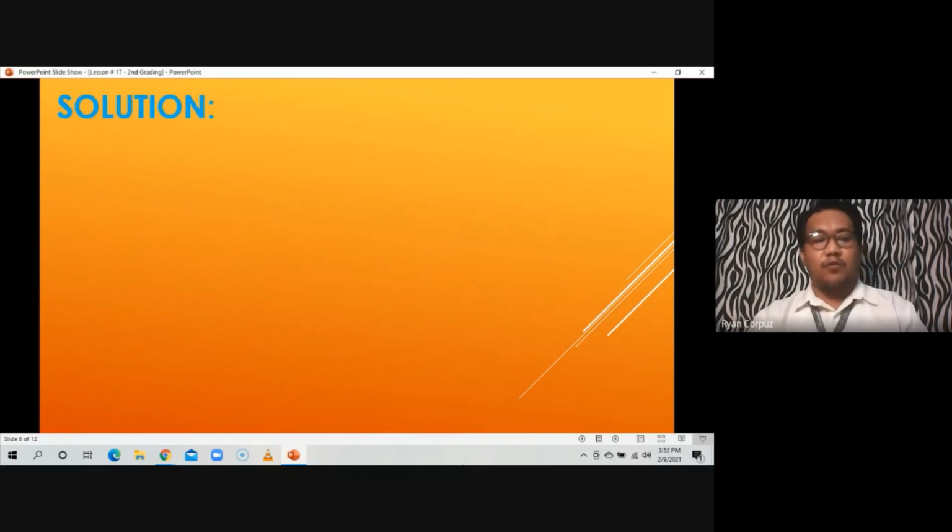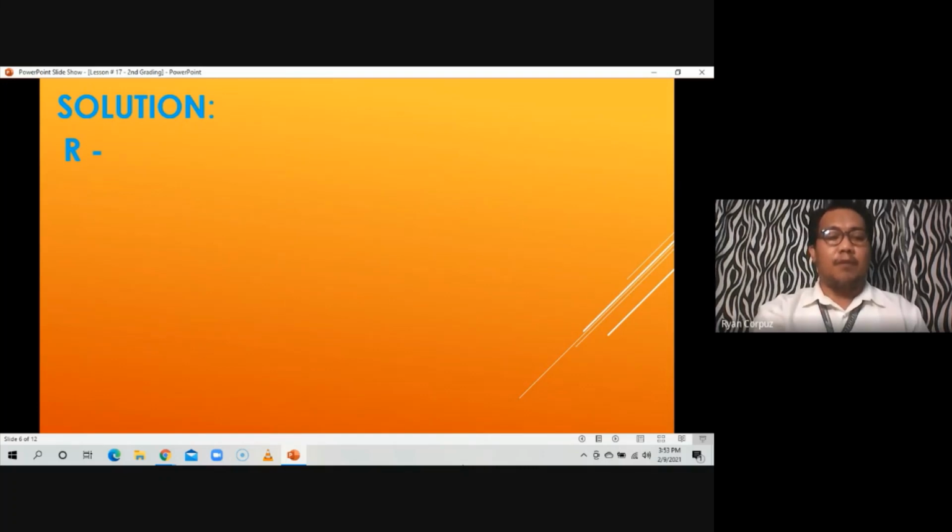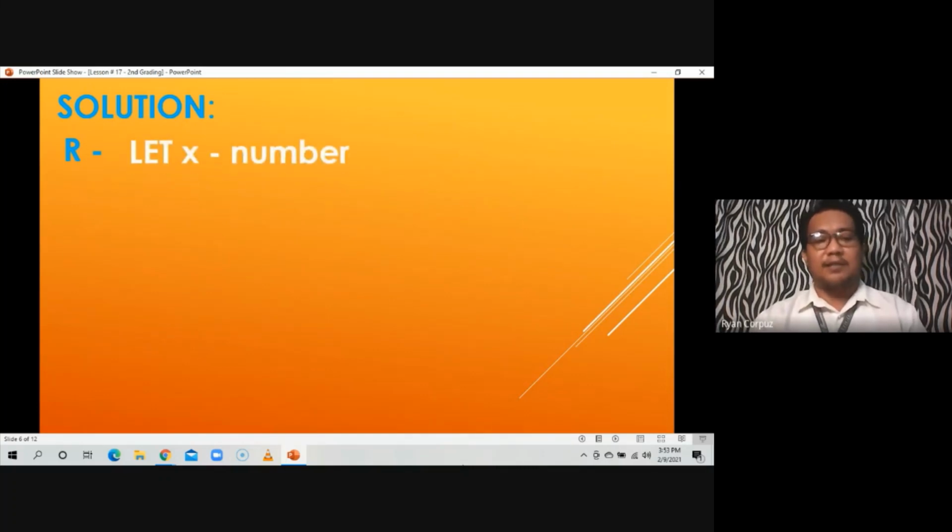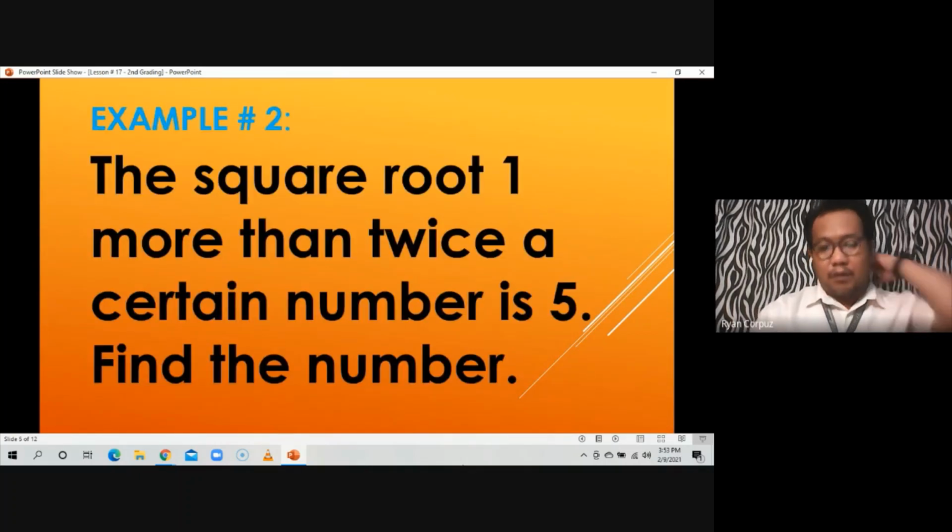On our solution, of course, applying the first step, we are going to come up with a representation. That is by letting x be the number. Since we are looking for the number, kailangan natin i-represent yung number na yun by means of a variable. So we made use of x. Then going back to the problem, in forming the equation, sabi dito, the square root of 1 more than twice a certain number. 1 more than. Pag sinabi nating word na more than, ibig sabihin, the operation that we are using is addition.